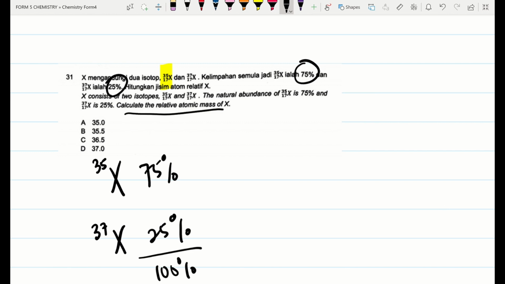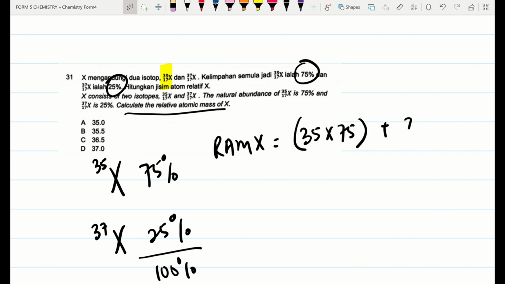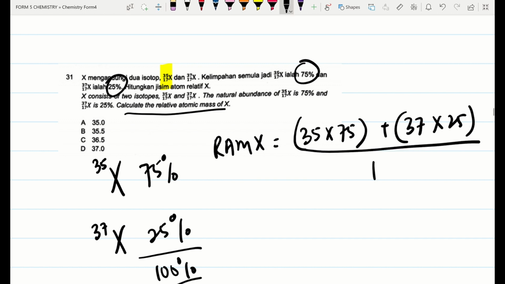All right, so how to calculate the relative atomic mass of X? RAM of X: we take 35 times 75, we add 37 times 25. Then we divide by the total percentage, which is 100. So we will get 35.5. So the answer will be B.